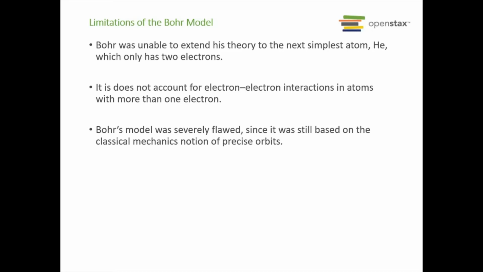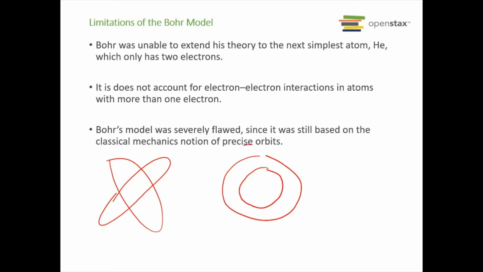So his model was really flawed because even though it paved the way for our quantum mechanics, it still was based in the classical mechanic notion of these precise orbits of electrons. So at least we've gone away from the elliptical orbits kind of going wherever to now we have round, circular, set orbits, but we're still not there yet. And that's where quantum theory is going to come into play, and we're going to introduce it in the next section, section 6.3.